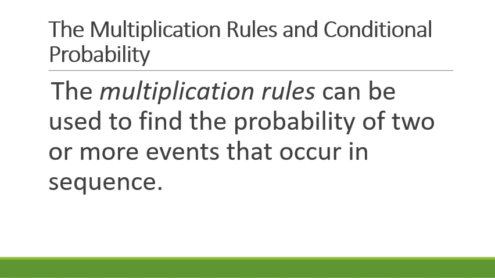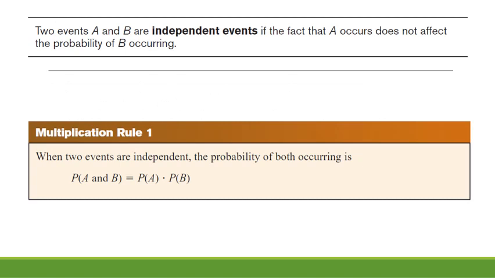Today we will resume our discussion about the three basic interpretations, the addition rules of probability, and then the multiplication rules and conditional probability. The multiplication rules can be used to find the probability of two or more events that occur in sequence. If two events, A and B, are independent events, the fact that A occurs does not affect the probability of B occurring. So we have the first rule here.